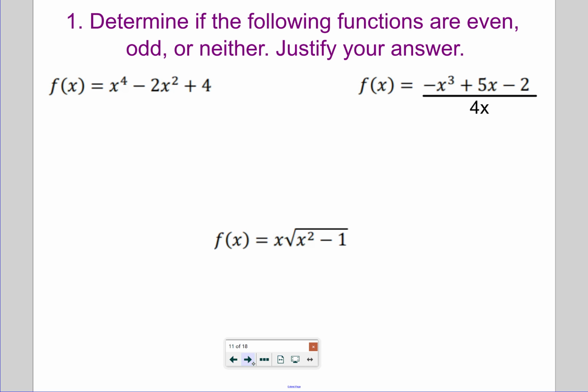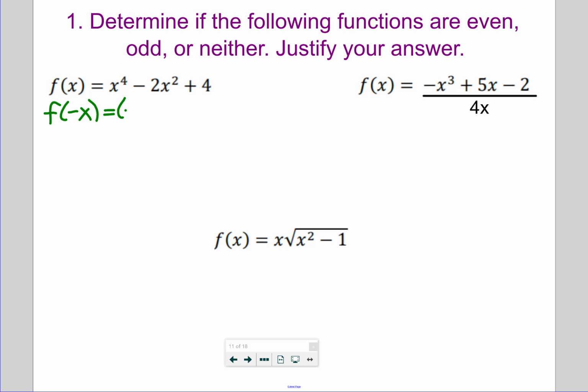Problem number 1, determine if the following functions are even, odd, or neither. Justify your answer. And because we have the equation here, we want to justify algebraically. So we're going to start by plugging in -x. And we're looking for one of two things to happen. If we plug in -x and it simplifies to the original function, it's even. If we plug -x into the original function and you end up with the opposite of the original function, it's odd. And of course, neither would be neither.